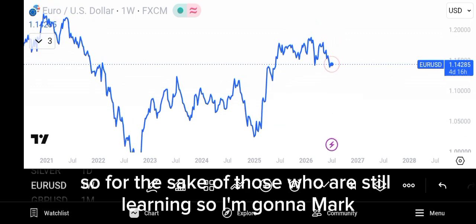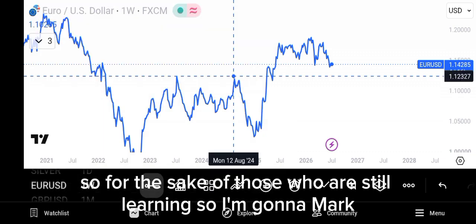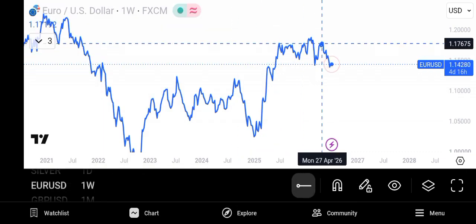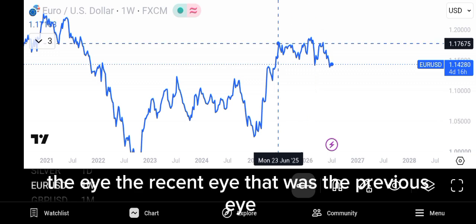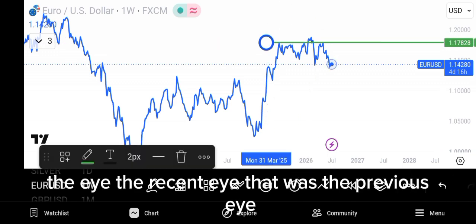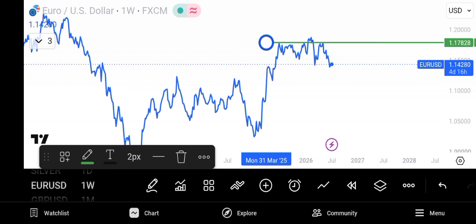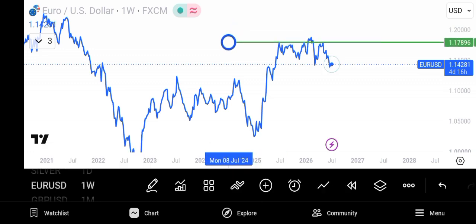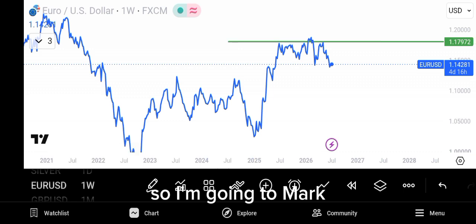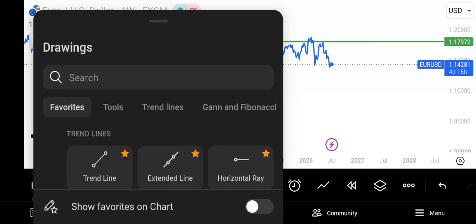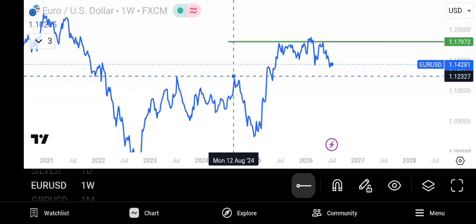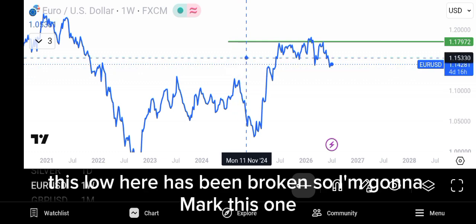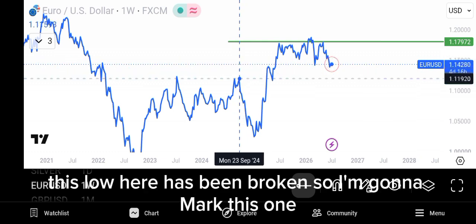For the sake of those who are still learning, I'm going to mark the recent high, that's the previous high. This is the weekly time frame. So I'm going to mark the previous low. This low here has been broken, so I'm going to mark this one.